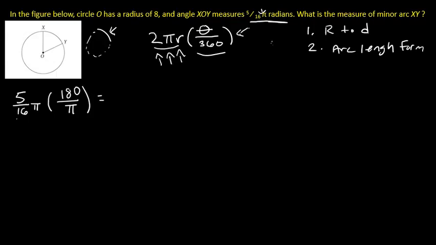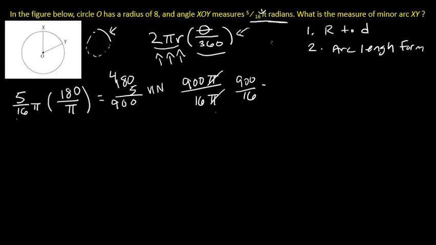So let's go ahead and work this out. I guess we'll have to work it out by hand, right? 180 times 5, that's a 0, that's 40, 5 times 9, that's 900, right? That's for the numerator. Let's label that N for numerator, the top part of the fraction. So I have 900 pi on top, and then I have 16 pi. So that's the answer, but we're going to get rid of the pi's, right? So I have 900 over 16.